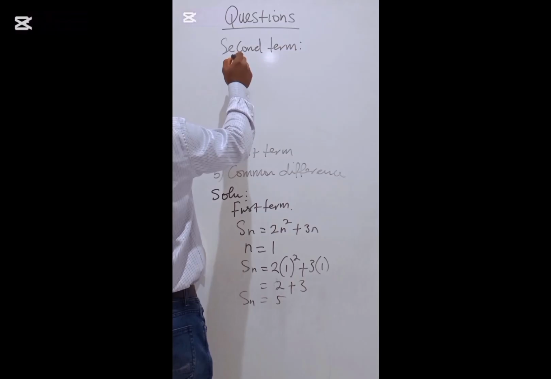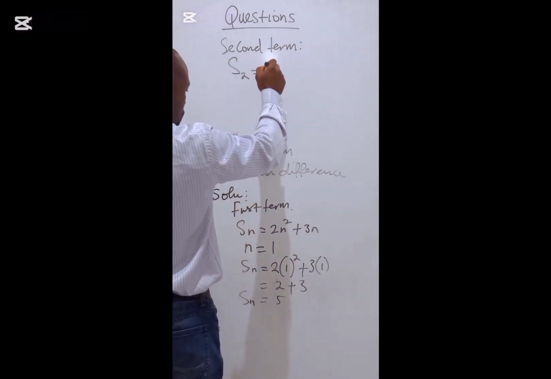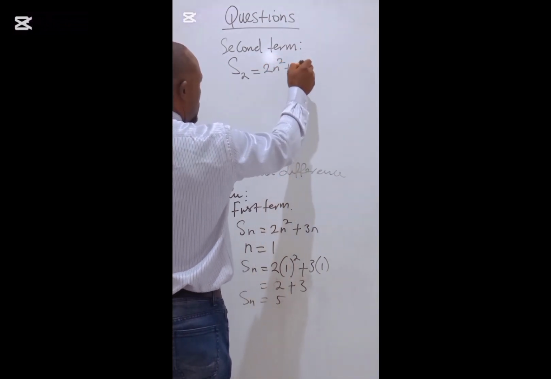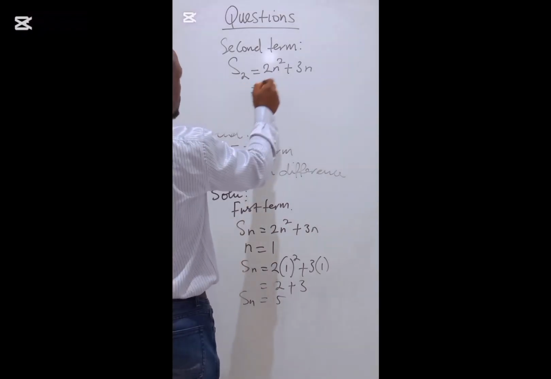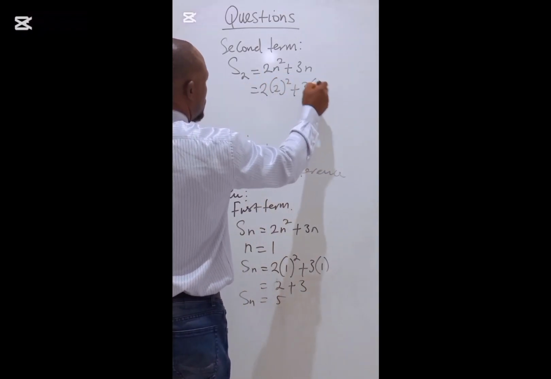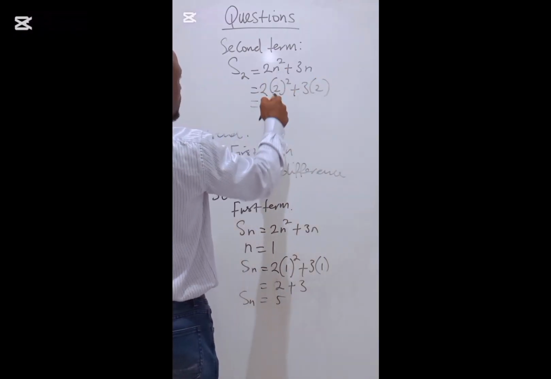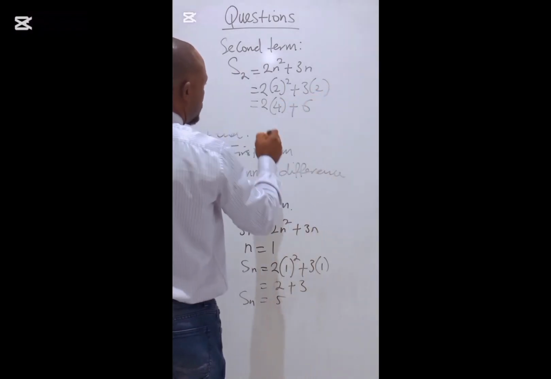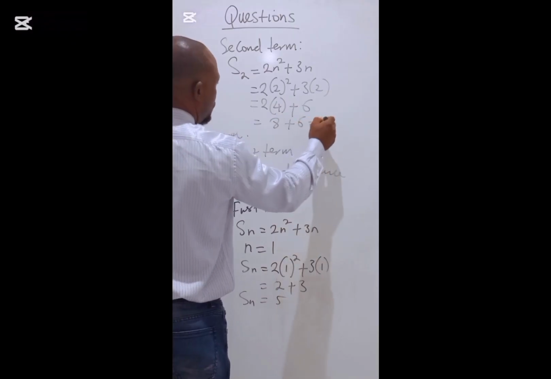So I'm applying the same formula. My n is going to be 2. 2n squared plus 3n. If the number of terms in a list is 2, this becomes 2 multiplied by the square of 2 plus 3 multiplied by 2. The square of 2 is 4, so 2 times 4, plus 3 times 2 is 6. This is the same thing as 8 plus 6, which is 14.